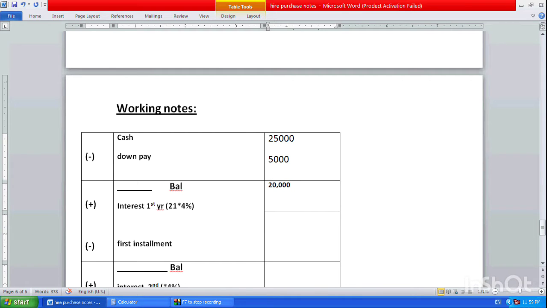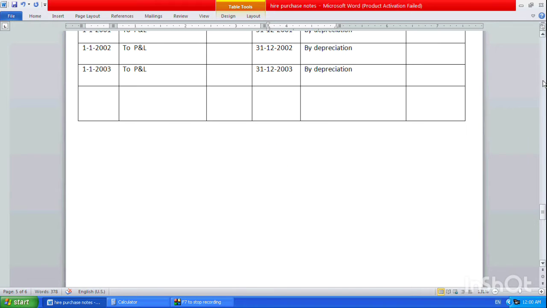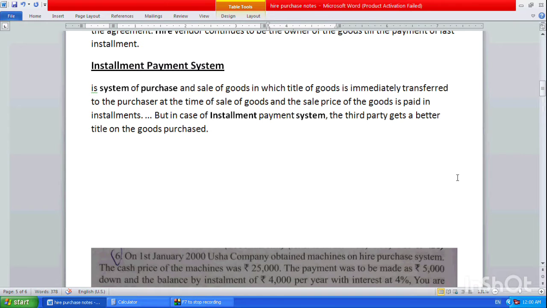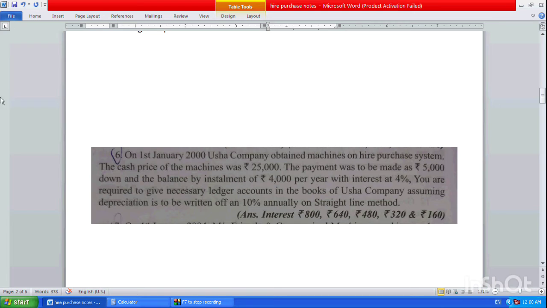Interest for the first year: the first year is 20,000. Interest is already included in the installment, so there is no need to add interest again, because we are paying it already. The interest is already added in the installment per year with interest at 4%. So with interest we are paying the installment, so no need to add interest again.